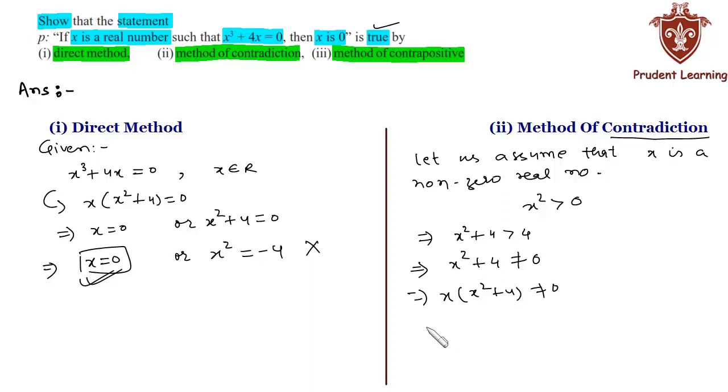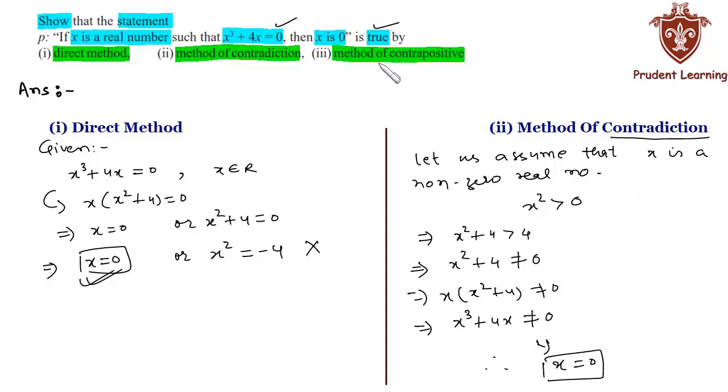Now multiplying x on both sides, we'll have x times of x square plus 4 is not equal to 0, which simply means x cube plus 4x is not equal to 0, which is the contradiction of what we need to prove. Therefore we'll say x is equal to 0. So this completes our second method.